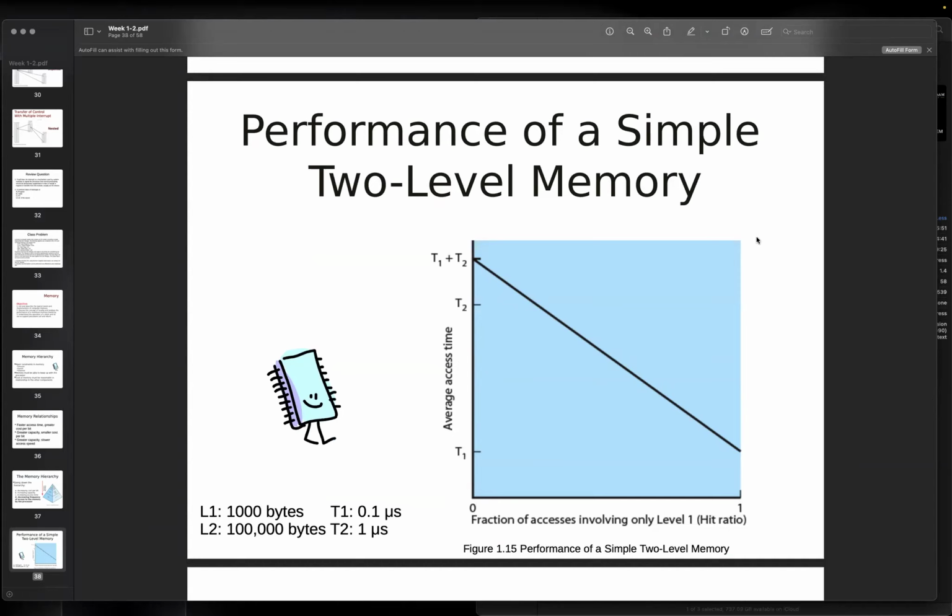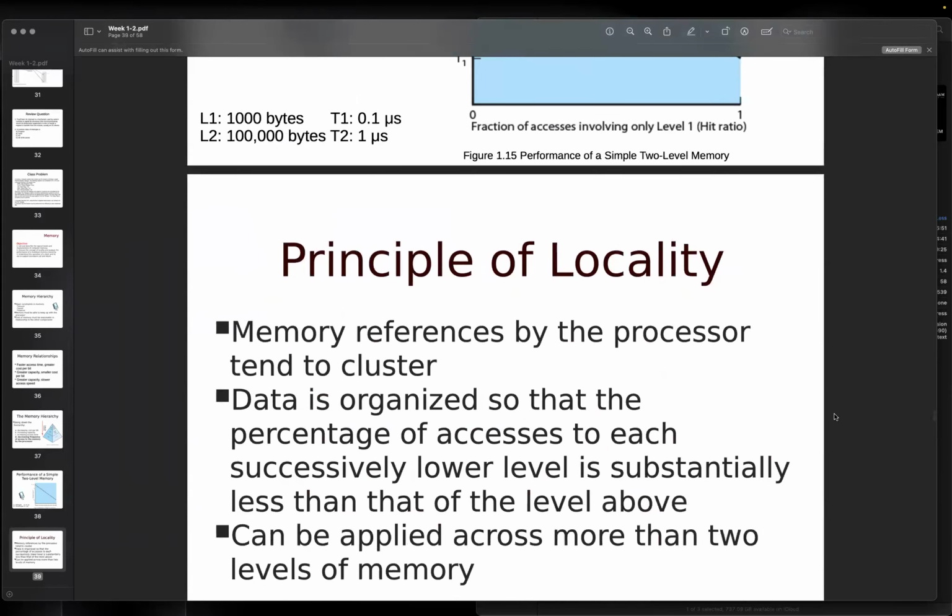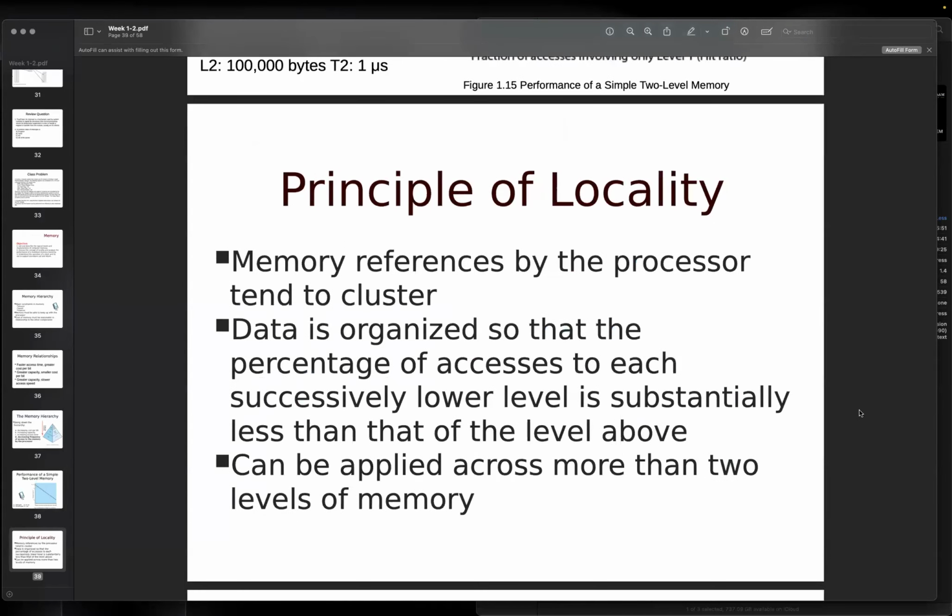Here is the fraction of accesses involving only the first level, compared to the average access time. Right here you see from 0 to 1, within the hit ratio, the time, and then we will see T1 and T2 here being added together, dropping. So you will see the performance going like this.